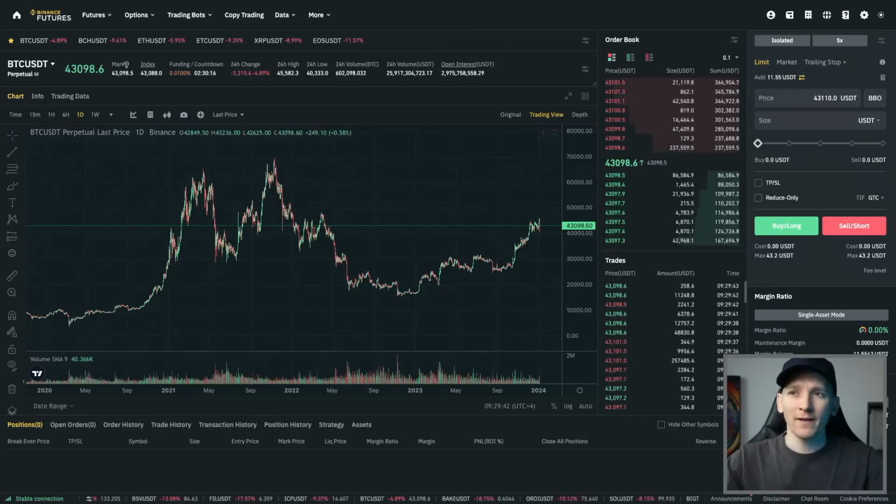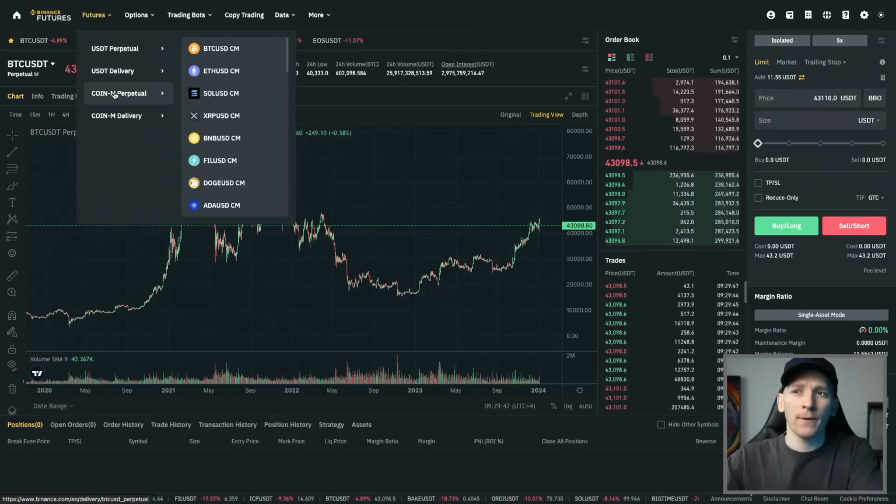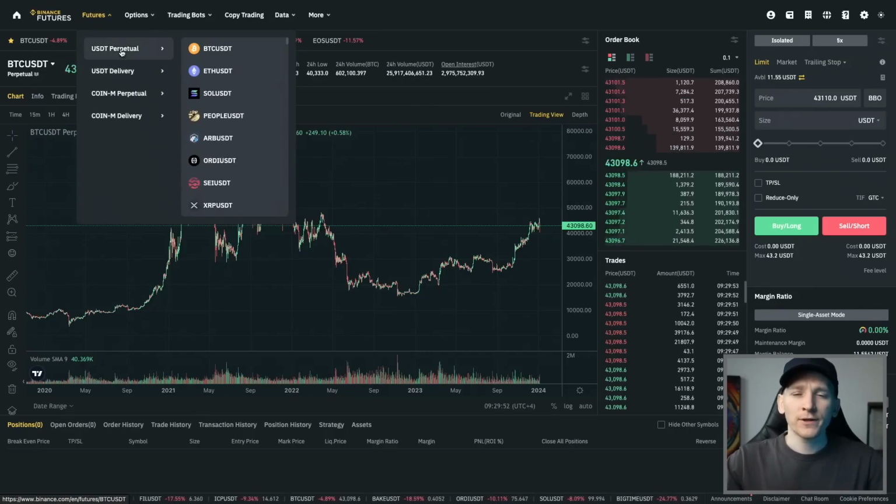The first thing we can choose is what type of futures contract that we actually want to trade. So you may see futures right here and it says USDT perpetuals and coin perpetuals, and then you have the deliveries as well. What's the difference here? A perpetual contract is one that, of course, has no expiry date, therefore it's perpetual. This is what most people trade. It just simply lets you trade the price of the assets that you want to trade, and there's no expiry that you're trading here. So you just open a position, and that can be open for as long as you want it to, and then you close it whenever you want it to.